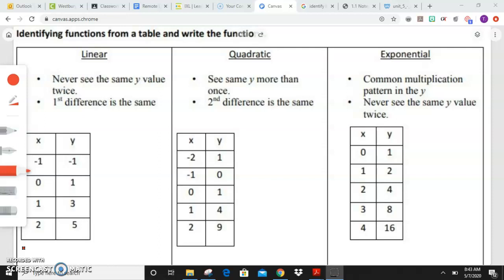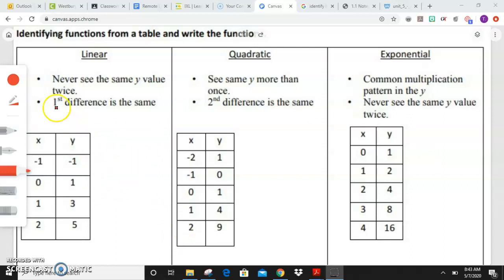Today I am here because I want to show you the differences between a linear, quadratic, and exponential function table. As you see on my left, we have linear, in the middle we have quadratic, and on the right we have exponential. You now should know what these functions look like as graphs. Now we have to be able to identify them from tables. Let's look at the linear one first.